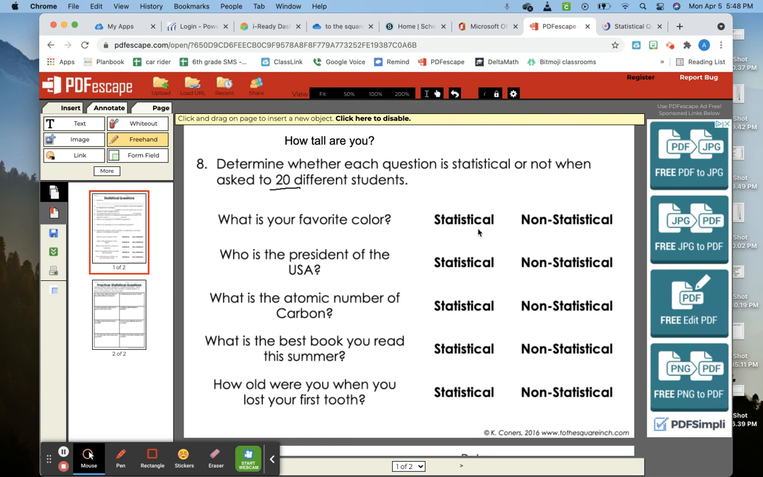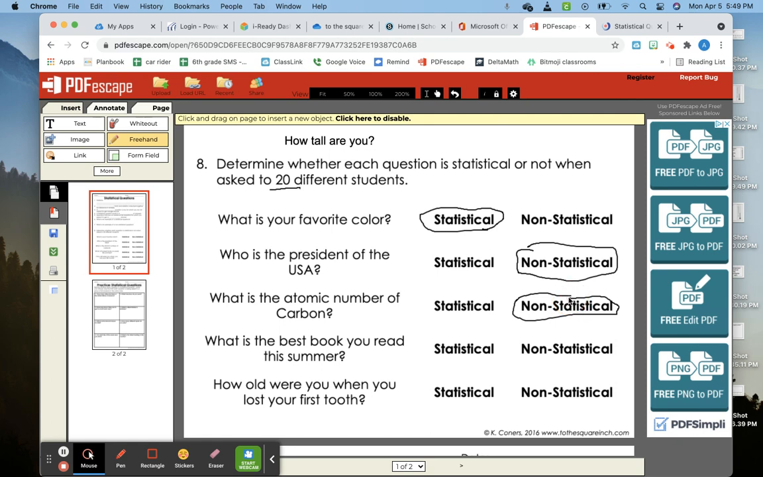What is your favorite color? If I asked that among the class, I would get several different answers, so this would be a statistical question. If I asked the class who is the president of the United States, I would get only one answer, so it would be a non-statistical question. What is the atomic number of carbon? Again, there's only one answer for that, so that would be a non-statistical question.